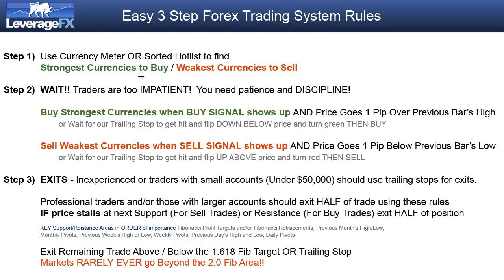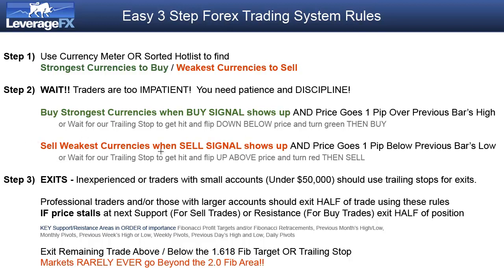So once you find a strong currency to buy, wait for one of our new buy signals to show up. And when price goes 1 pip over the previous bar's high, you buy. Or you can wait for a trailing stop to get hit, flip down below price, and when it turns green, then buy. And I'm going to go over some new things today in class that I haven't gone over probably in 6 months to a year that can improve your odds. Get rid of some unnecessary losses. Occasionally you're going to miss a good trade too, but it's more important to protect your capital. Take the highest probability trades as possible.